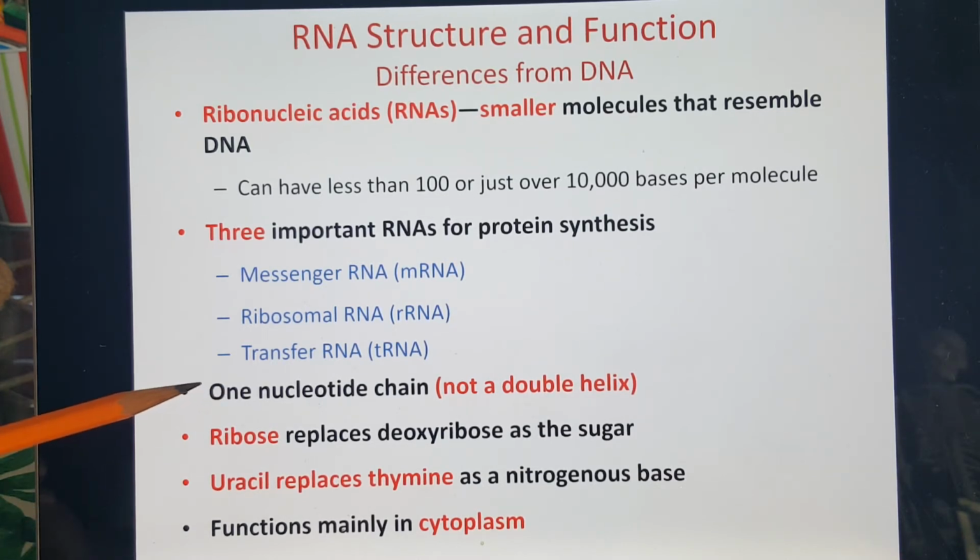Another difference between RNA and DNA: it's one nucleotide strand instead of a double helix, ribose sugar instead of deoxyribose sugar, uracil replaces thymine as one of the bases, and the job of the RNA is mostly in your cytoplasm.